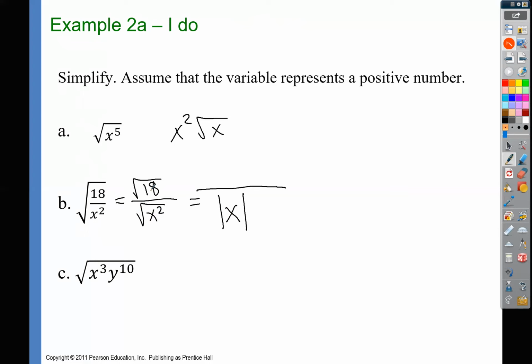Okay, 18. What's a factor that's a perfect square? This can be written as the square root of 9 times the square root of 2, right? Which would give me 3 square root of 2 over the absolute value of x. Now, any time that you go from an even index to an odd exponent to an even exponent, you're going to take the absolute value. That ensures that the number here is a positive number. Okay, because you can't have a negative number under the radical.